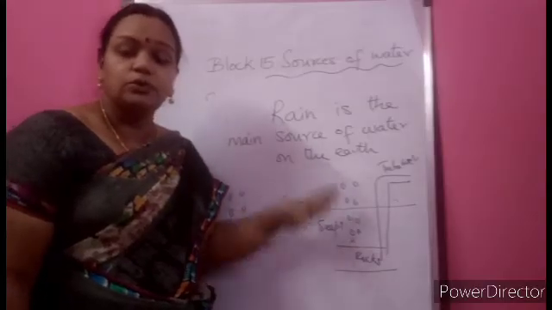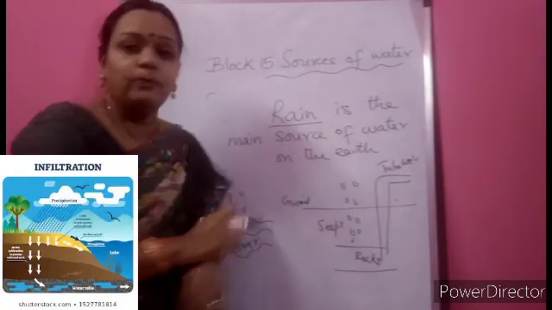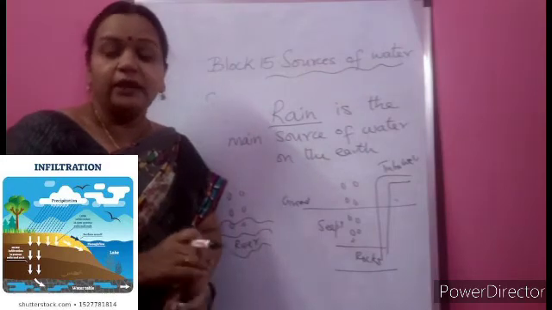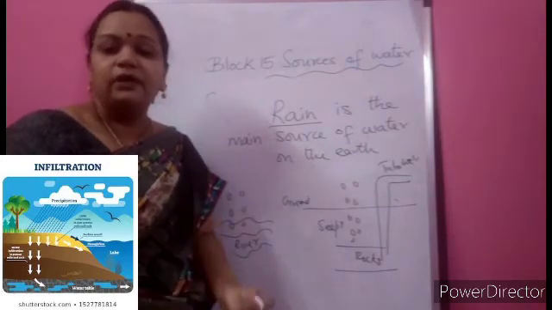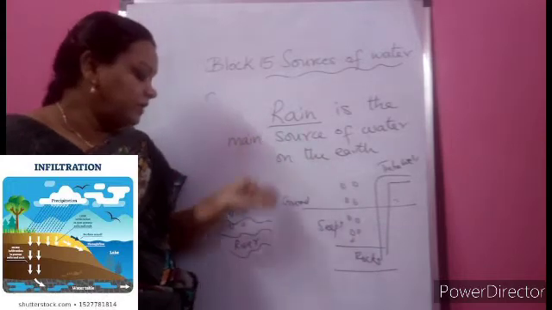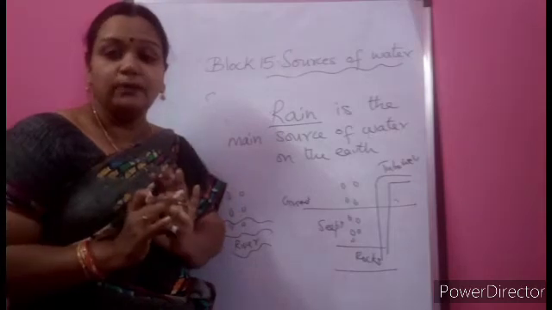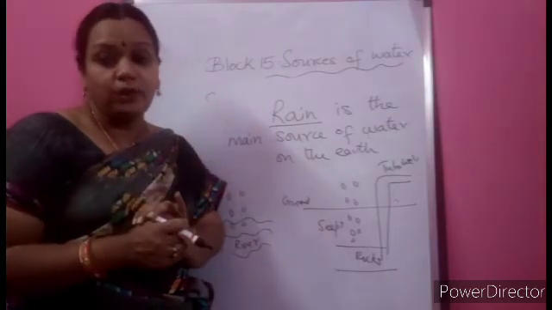Under the ground also water is available because of the rain. That is why rain is very important. If rain is not there, all this will get dried. Even under the ground, water won't be there. Even the rivers, everything will dry. Yes, children. So all these things we learned about the different water bodies.